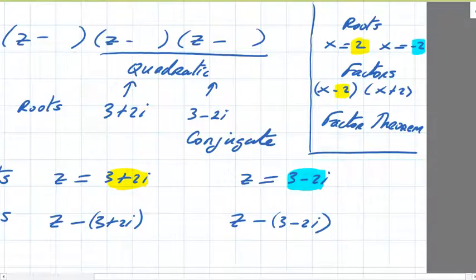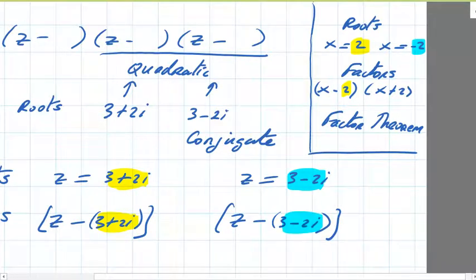So the 3 plus 2i goes to minus 3 plus 2i inside the bracket. So we can put a bracket around that, I suppose. And the same here. The 3 minus 2i goes to minus 3 minus 2i when it's a factor.